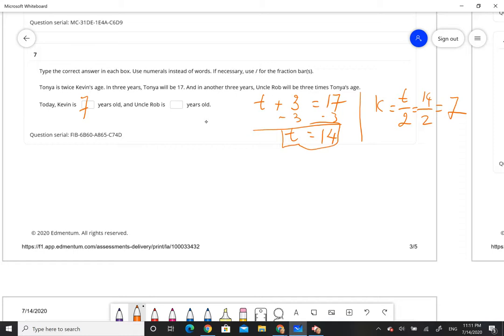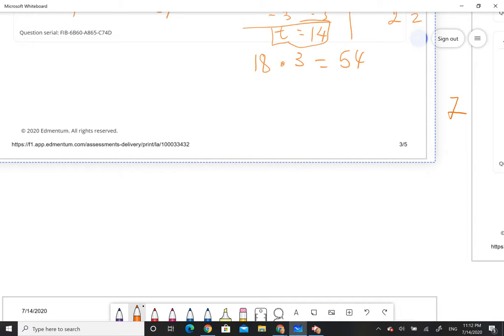And how about Uncle Rob? Uncle Rob will be 3 times Tonya's age. So in another 3 years, they mean 1 more year, okay? So that means in 4 years totally. So Tonya would be 18, right? So 18, then Rob would be 3 times. So 18 times 3 is 54. So Uncle Rob would be 54. That is how to do number 7.